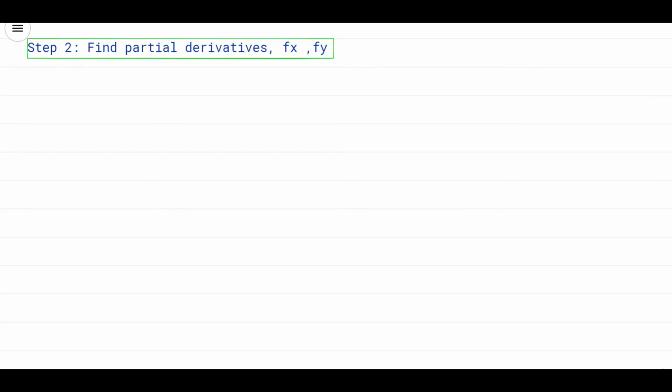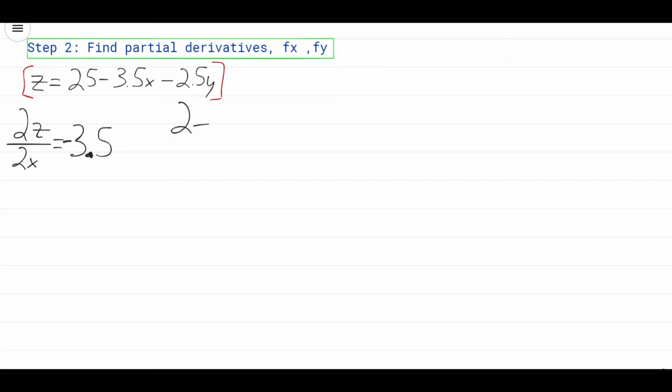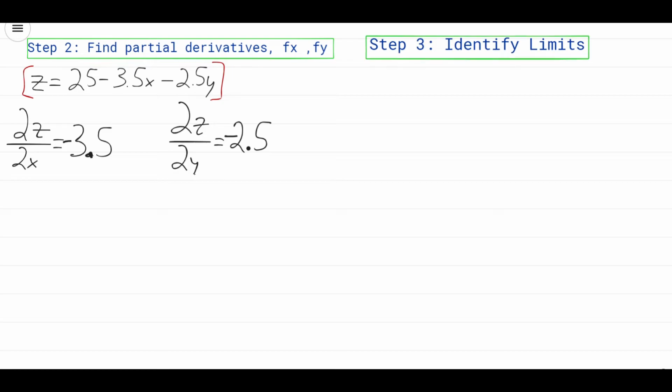So now that we know our function, the next step is going to be to find the partial derivatives with respect to z of the plane z. So we know the plane z in this case was 25 minus 3.5x minus 2.5y. So we know that the partial with respect to x is going to be minus 3.5. Partial with respect to y is going to be minus 2.5. So for step 3, we're going to identify the limits.